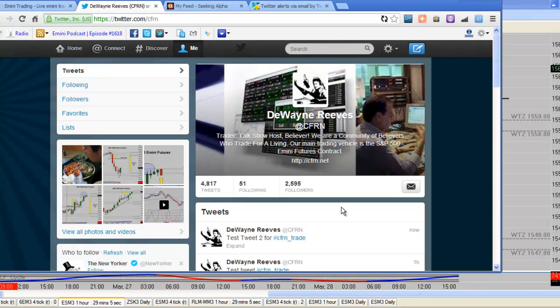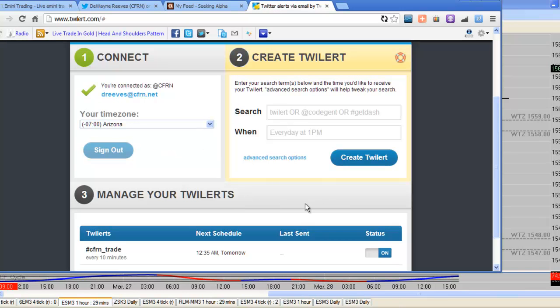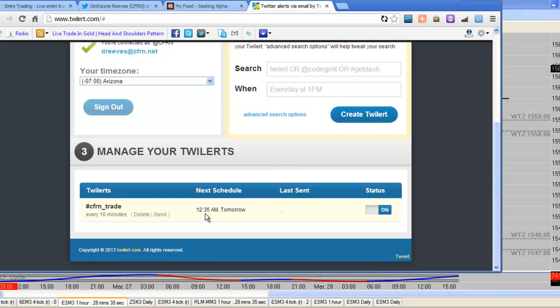Now, within the next 10 minutes, this little application is going to go out and check the CFRN feed, and when it spots that tweet that I just made, it's going to send an email to my inbox. I don't have to do anything else. This will just run forever. As long as Twitter and Twilert are in existence, it'll just do it. Every 10 minutes, from now to eternity, Twilert will go out and check for this hashtag across all of Twitter. Okay.